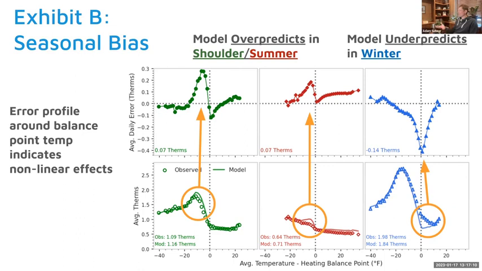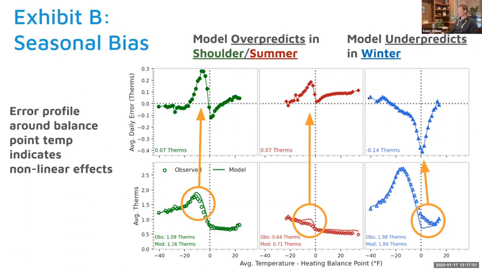If I look at the winter, those blue curves on the right, I can clearly see that around the balance point temperature, shown by the dotted vertical line, I have a very obvious error profile where the model, the solid curve, is under predicting the energy consumption, specifically around that balance point temperature. If I look at the summer and the shoulder, I get the opposite effect, where I'm over predicting around the balance point temperature in both cases. And I get these very distinctive error profiles.